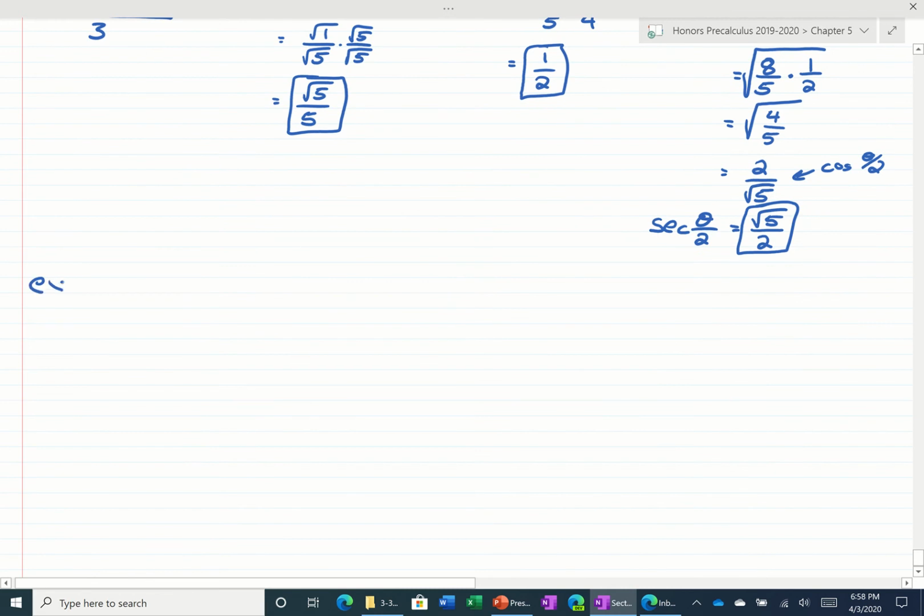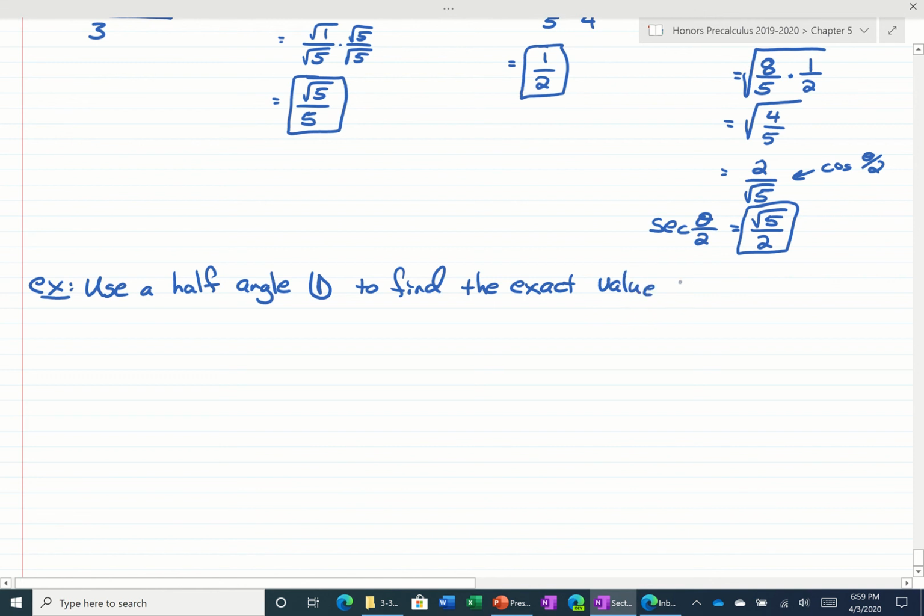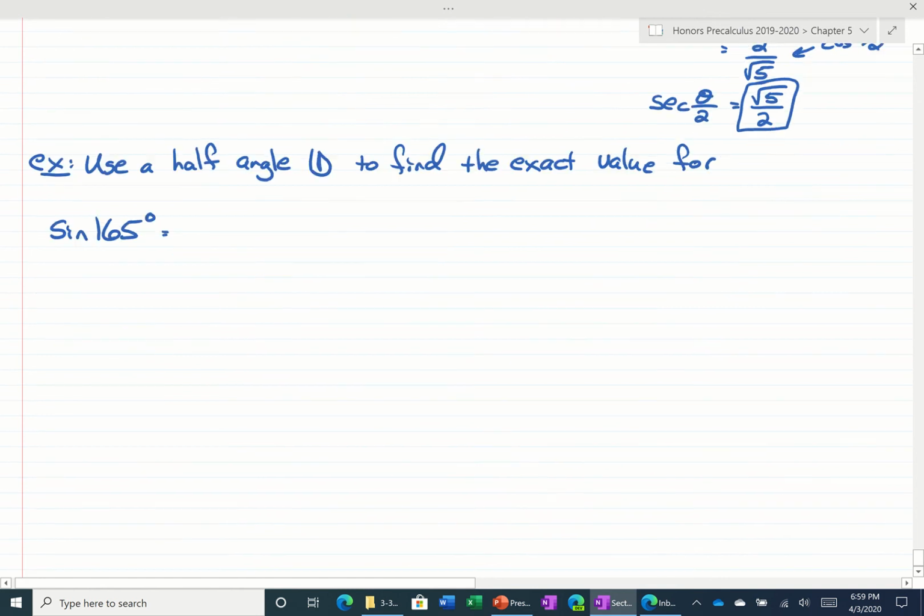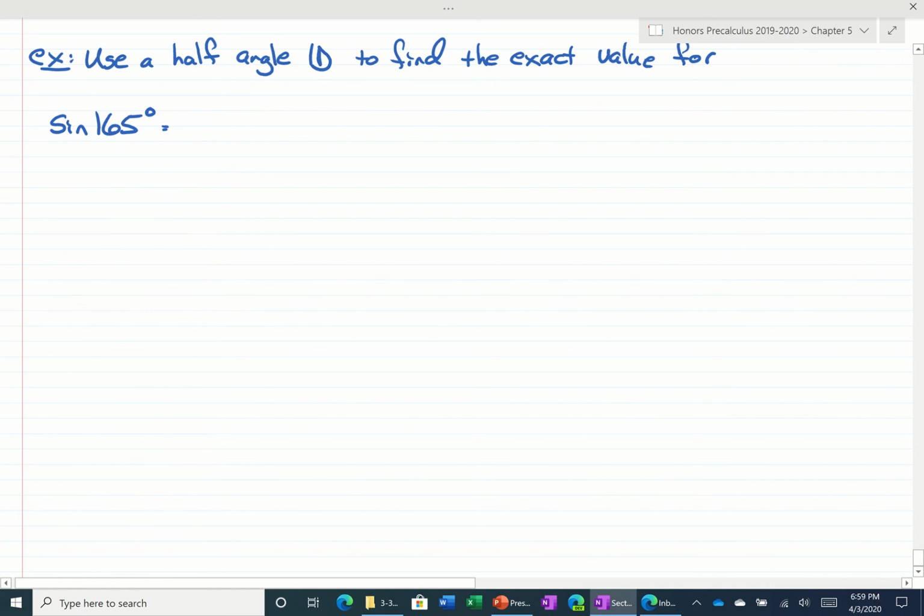All right, how about this one? Let's use a half angle identity to find the exact value for sine of 165, cosine of 165, and the tangent of 165.